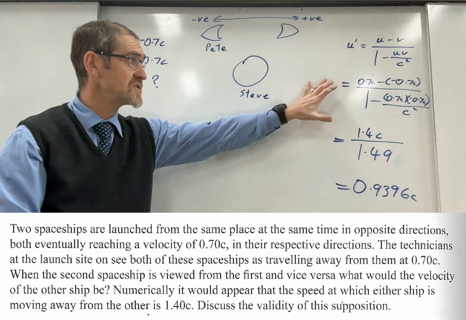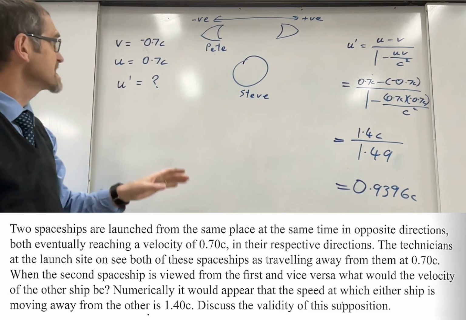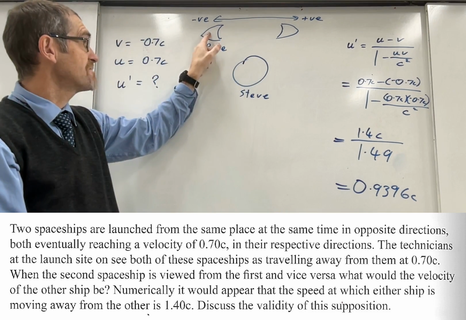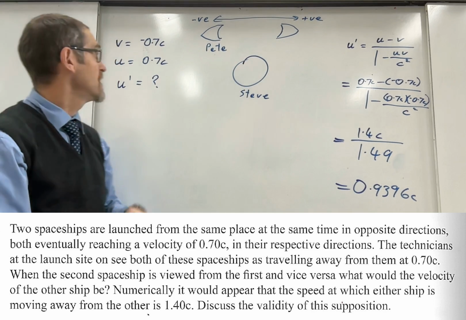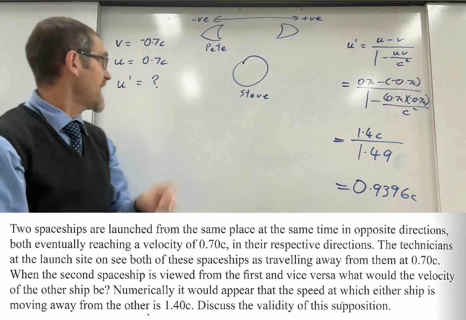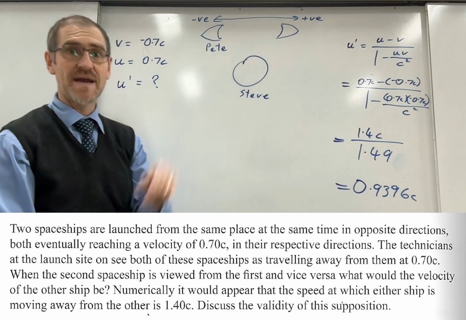Using a Lorentz transformation that we can find in our formula and data sheet, and recognizing that v in that Lorentz transformation is the velocity of Pete in Steve's frame of reference, u is the velocity of that spaceship in Steve's frame of reference, and u prime is the velocity of this spaceship in Pete's frame of reference.